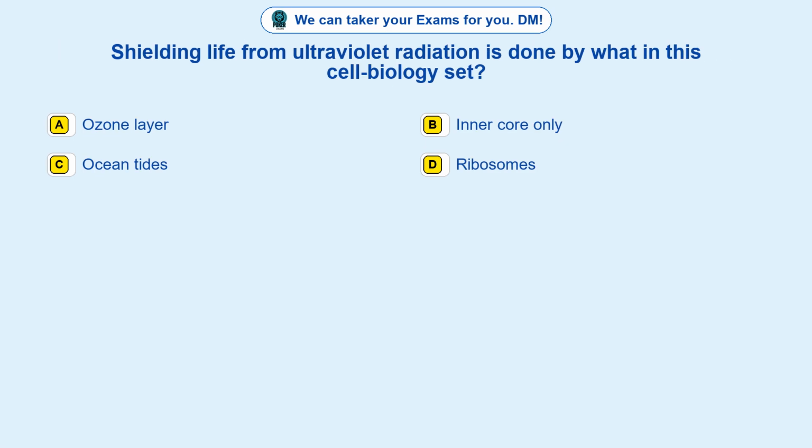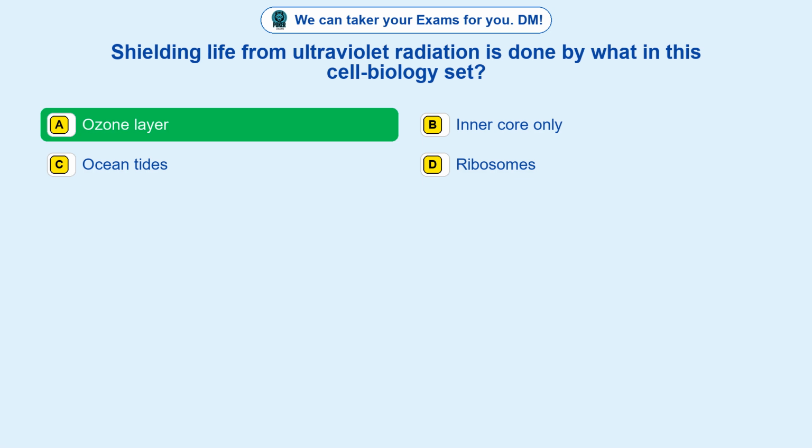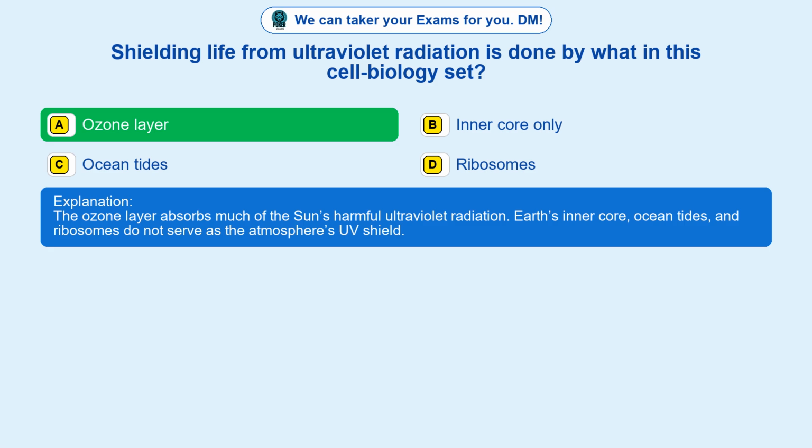Question 97. Shielding life from ultraviolet radiation is done by what in this cell biology set? Option A, ozone layer. Option B, inner core only. Option C, ocean tides. Option D, ribosomes. The correct answer is option A. Ozone layer. The ozone layer absorbs much of the sun's harmful ultraviolet radiation. Earth's inner core, ocean tides, and ribosomes do not serve as the atmosphere's UV shield.